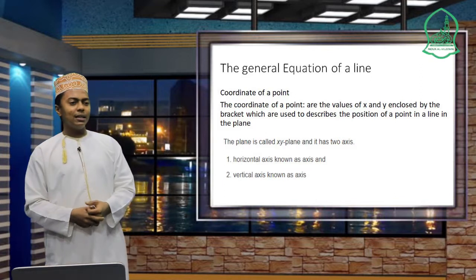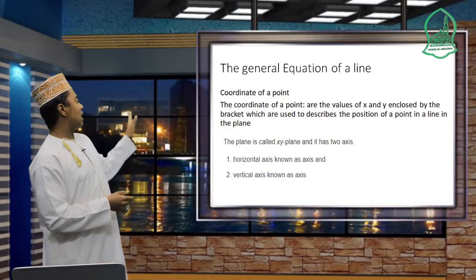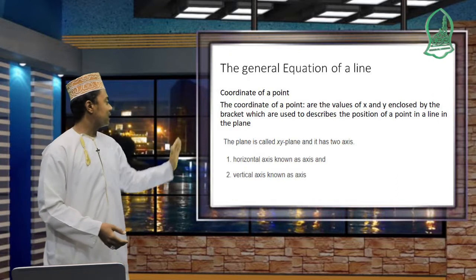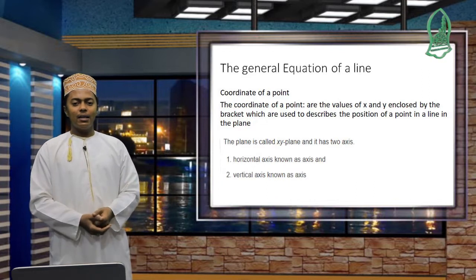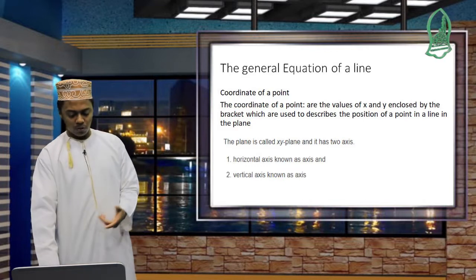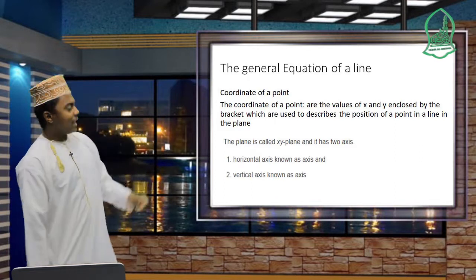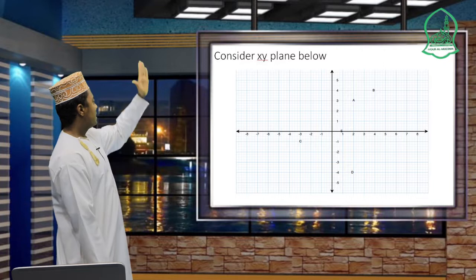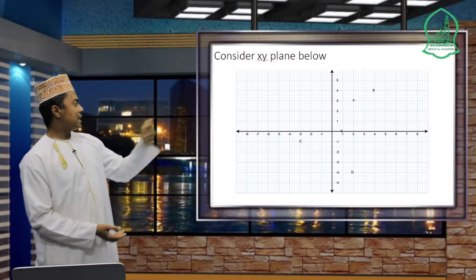So the xy plane has two axes. It has the horizontal axis and it has the vertical axis. The vertical axis is denoted by the y-axis, and the horizontal axis is denoted by the x-axis. So as we see on this graph, here we have a graph. This vertical is the y-axis, this horizontal is the x-axis.